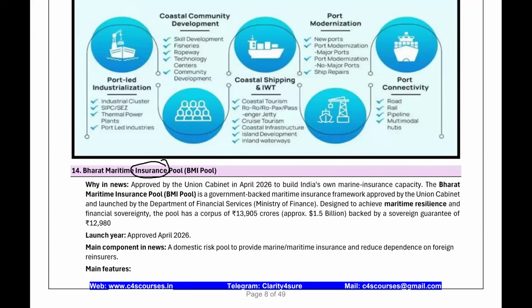Is it clear? Now, what is in the news? It has been approved by the Union Cabinet in April 2026 to build India's own marine insurance capacity. The Bharat Maritime Insurance Pool, BMI Pool, is government backed. Okay, now remember the data: designed to achieve maritime resilience, it is a simple thing, financial sovereignty. Okay, how much is the pool corpus? How much is the corpus?